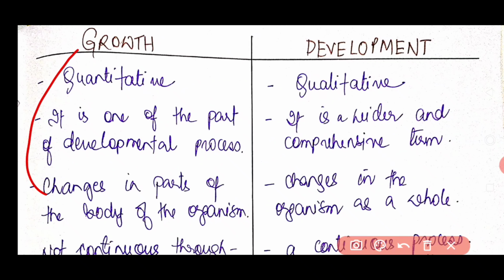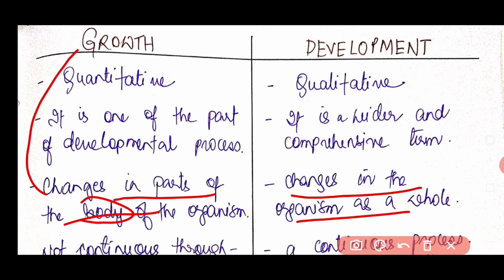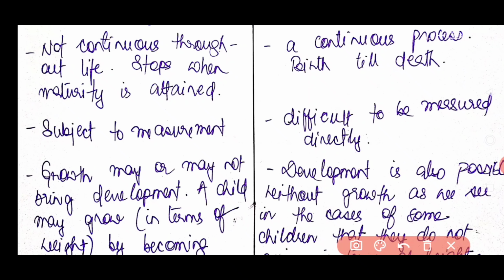So growth may refer to the changes in parts of the body of the organism. So growth will describe the changes which take place in particular aspects of the body of the organism. And development describes the changes in the organism as a whole and does not list the changes in parts. So growth does not continue throughout life. It has a point where it stops. And when does that happen?